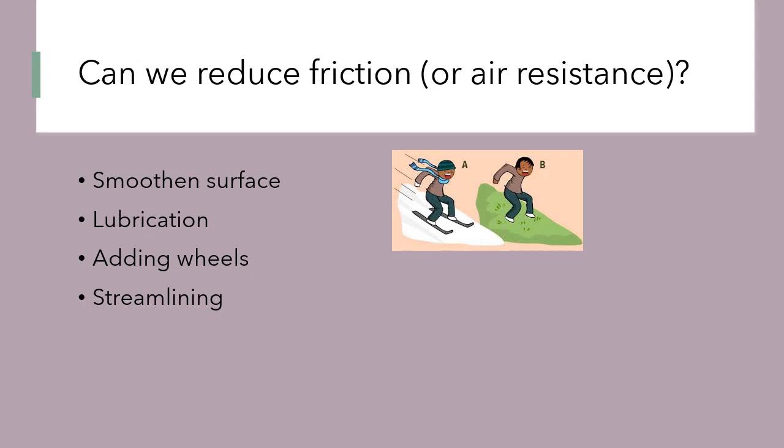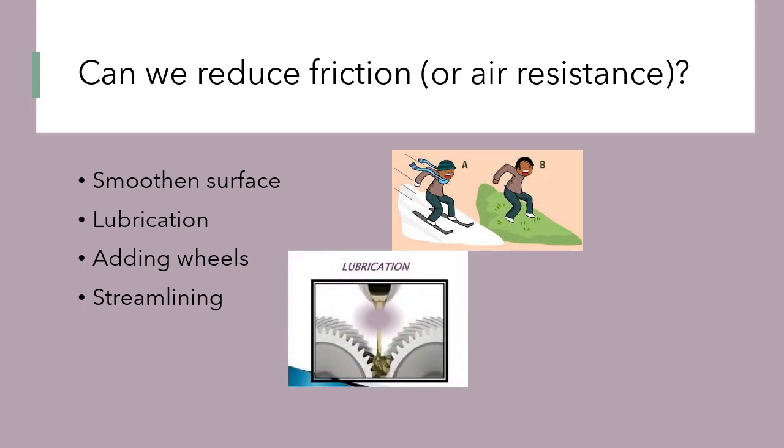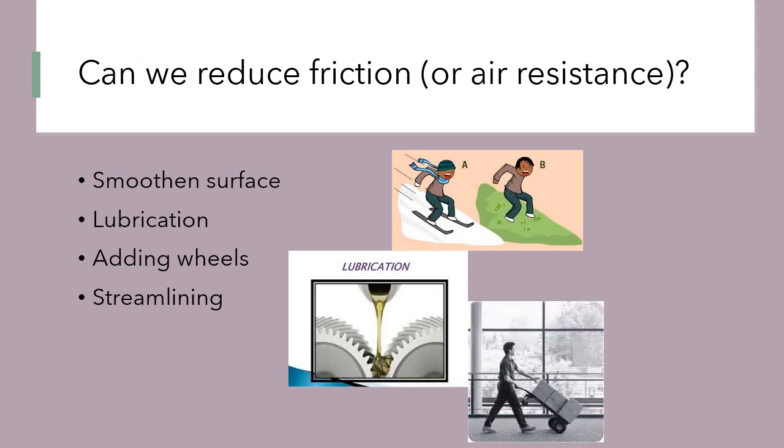The second one is lubrication. Yeah, oiling can reduce the friction. So the gear scale will move smoother. And the next one is adding wheels. Instead of dragging all these boxes, it will be easier for the man to carry all the boxes using the trolley. Why? Because under the trolley, there are wheels that will reduce the friction.